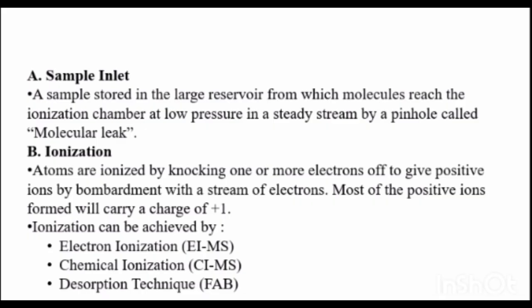Sample inlet. A sample stored in a large reservoir from which molecules reach the ionization chamber at low pressure in a steady stream through a pinhole called a molecular leak. Ionization. The atoms are ionized by knocking one or more electrons off to give positive ions by bombardment with a stream of electrons. Most of the positive ions formed will carry a charge of +1. Ionization can be achieved by electron ionization, chemical ionization, or desorption techniques.